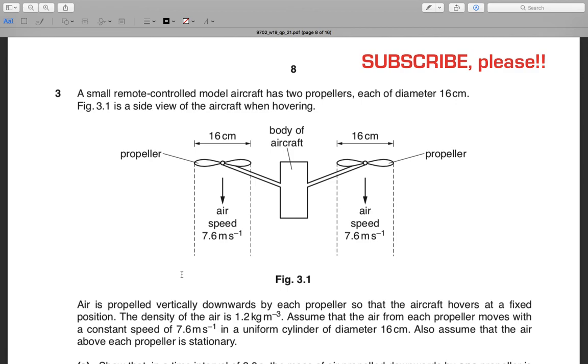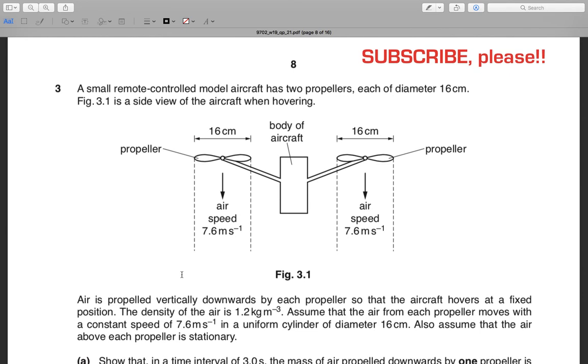Yes, we continue with number three. You can see this question first, please. A small remote control model aircraft has two propellers, each of diameter 16 centimeters. Figure 3.1 is a side view of the aircraft when hovering. You can see this is a remote controlled aircraft with two propellers, each of diameter 16 centimeters.